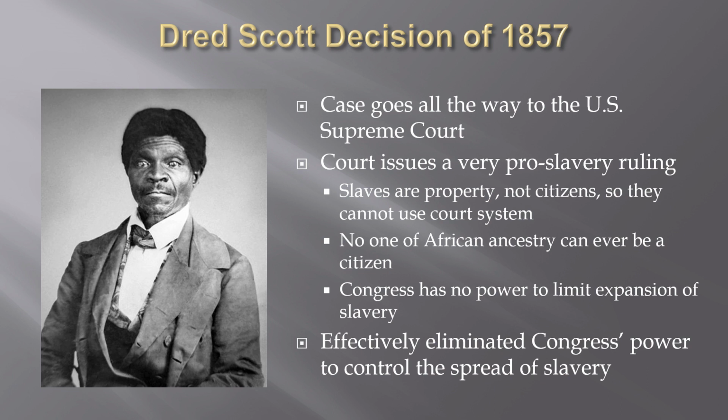Finally, they're going to basically throw out the Missouri Compromise, the Compromise of 1850, and every other law that the Senate and the House of Representatives have passed regarding slavery, and they're going to say that Congress has no power to limit the expansion of slavery. Basically, this boils down to slavery would be legal everywhere, whether a state had made it illegal or not. This is going to effectively eliminate Congress's power to control the spread of slavery. The northern states, the free states, are going to be furious over this decision.